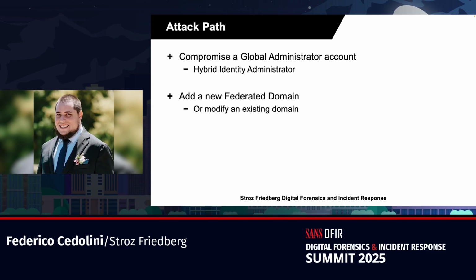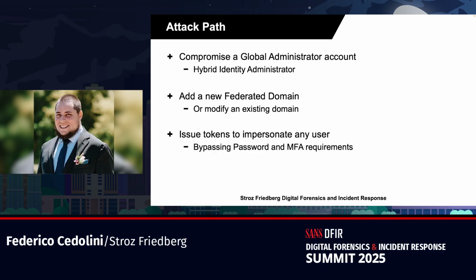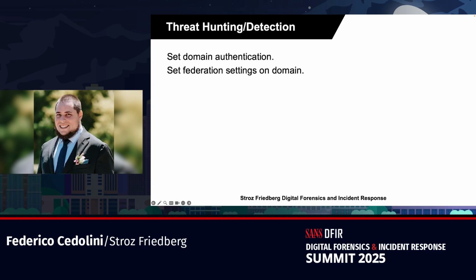With these two roles, the threat actors may add a new federated domain, and along with it, a new certificate that they created, or they can change an existing domain that you already have in your organization and add a new certificate. With that certificate, they can basically issue new tokens to impersonate any users across your environment. And with this token, they are able to bypass any password or MFA requirements and basically access, as the users, the resources that are allocated to them. So this is a very advanced technique.